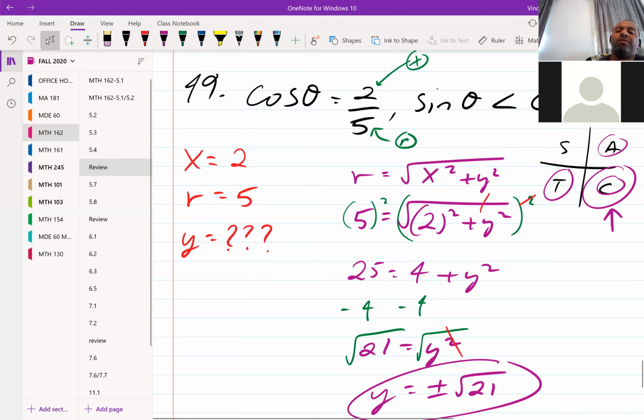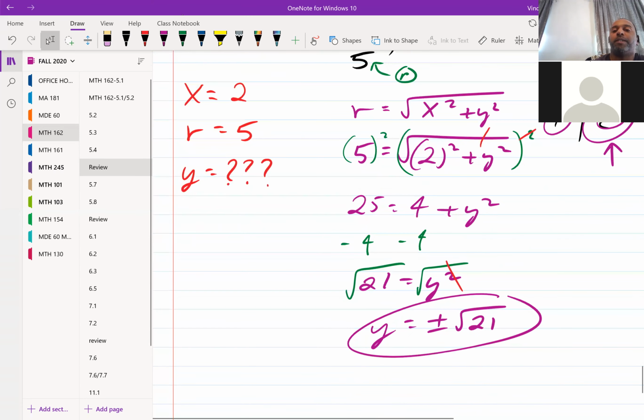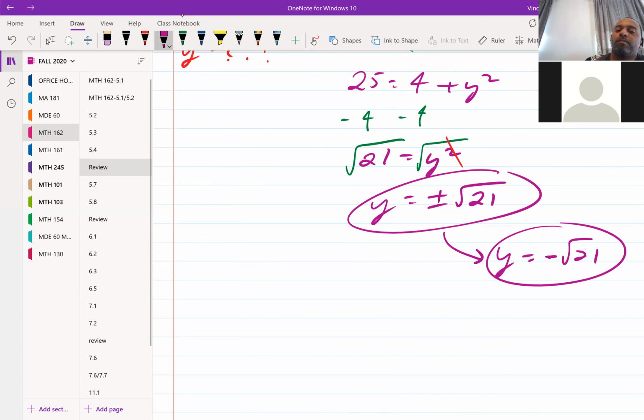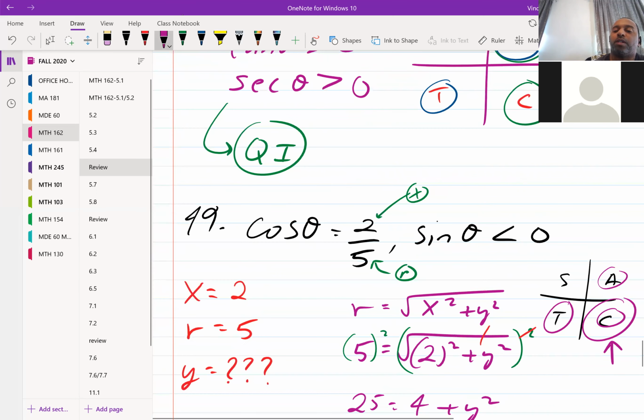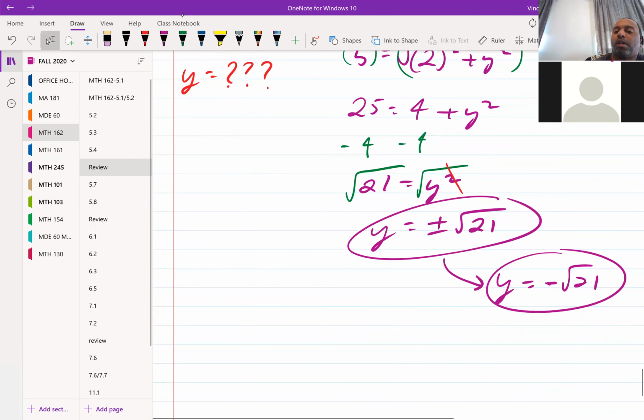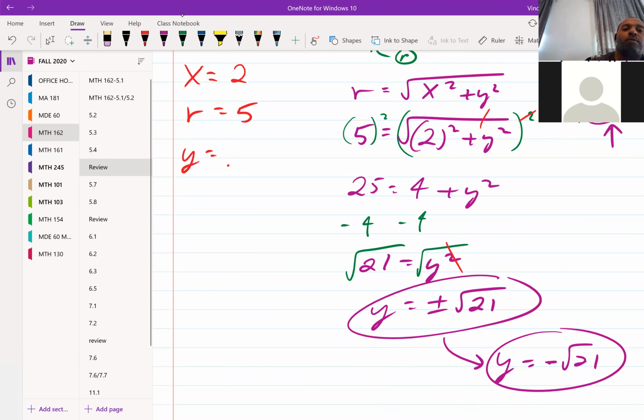And well, I guess we may not need that. I don't know. We'll see if we need that later. Anyway, it tells us sine is negative. Because sine is negative in the fourth quadrant. I might be thinking about another type of problem. But either way, since sine is negative, that means y has to be negative. So we have negative square root of 21 for y.